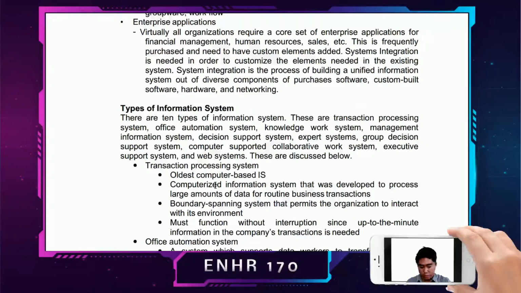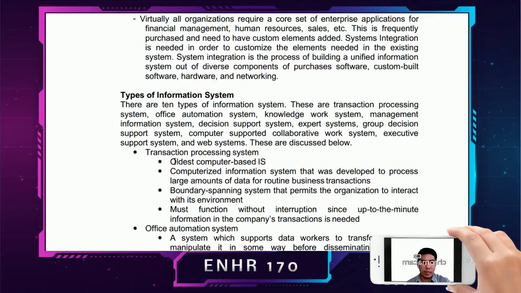Okay, let's proceed to types of information system. There are 10 types of information system. These are the following. Number one, we have here the transaction processing system, TPS. This is the oldest computer-based information system. For example, when you go to the grocery, they no longer write down what you buy; they just scan the items using a barcode scanner. That's the oldest or most common concept of a transaction processing system.